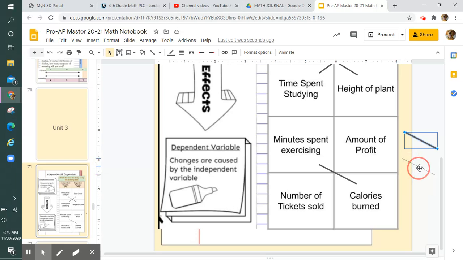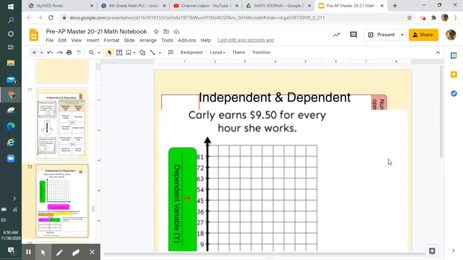All right, the number of tickets sold for a show goes with the amount of profit you make. Depending on if I sell 10 tickets or 1 ticket, that changes how much money I make from the show. Okay. All right. Moving on.